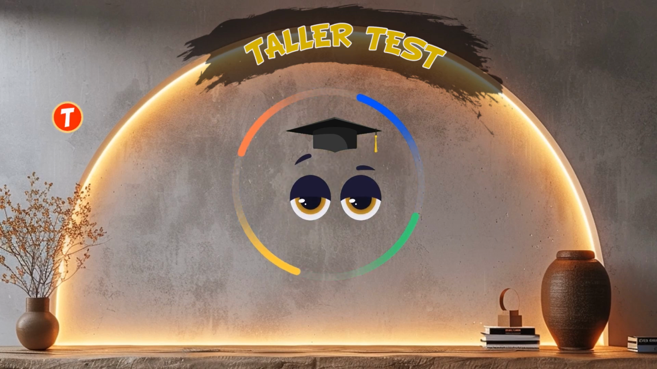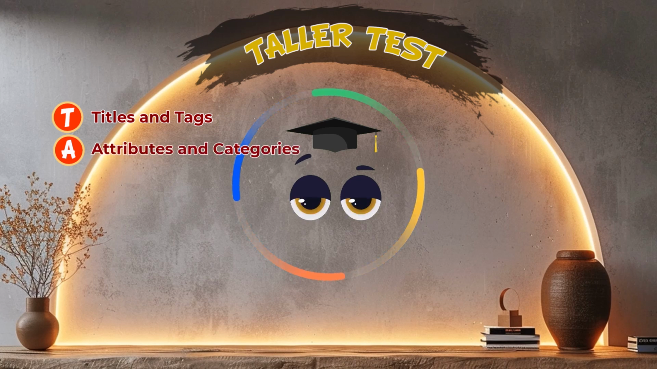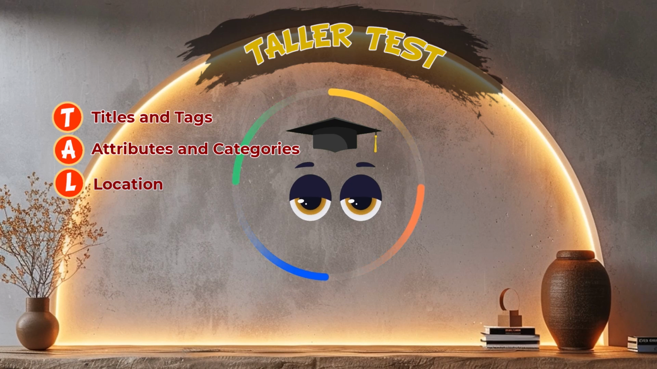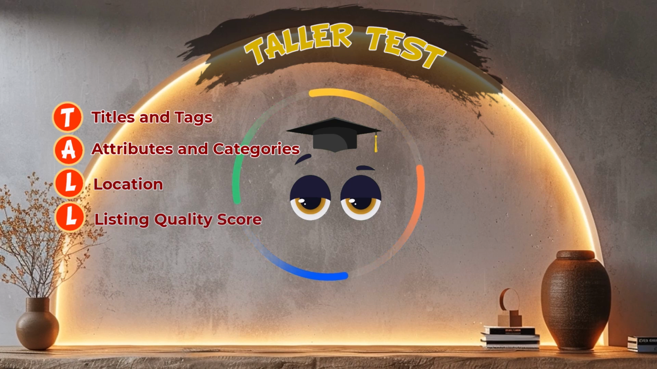T. Titles and tags. A. Attributes and categories. L. Location. Etsy considers the location of shops in specific regions, such as the EU, Australia, and Canada, to increase relevance for buyers from these countries. L. Listing quality score. This is an internal rating that Etsy assigns to your product based on its performance in search.